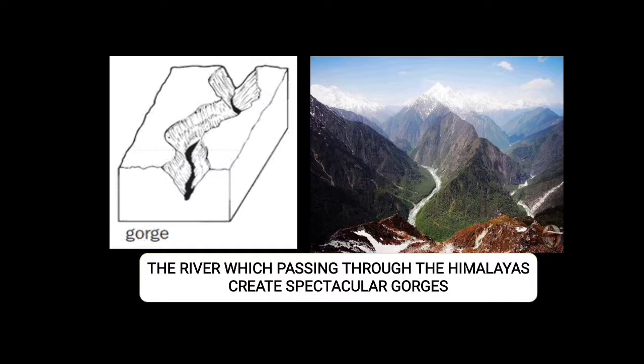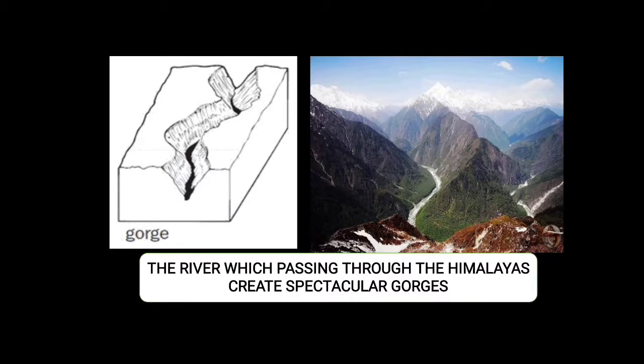And next, the Himalayan rivers create spectacular gorges. A gorge is nothing but when the river flows, it creates two sides, like a sloping hillside. You can see it in the picture as well. When the river passes through the land area, it cuts through and creates a kind of channel between both the sides.